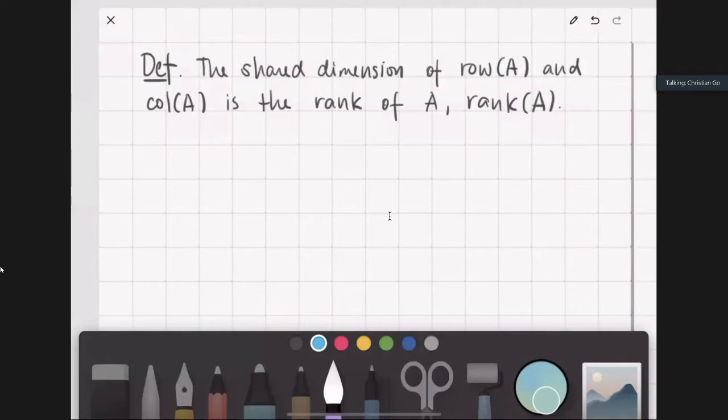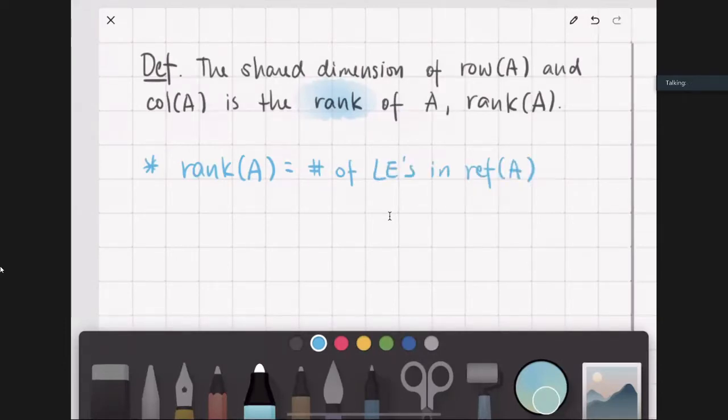So the rank of a matrix is just the dimension of the row space, column space. What is the rank? It's just the dimension of the row space, column space. We already know what to count. We're just counting the number of leading entries in the row echelon form of A. Easy.